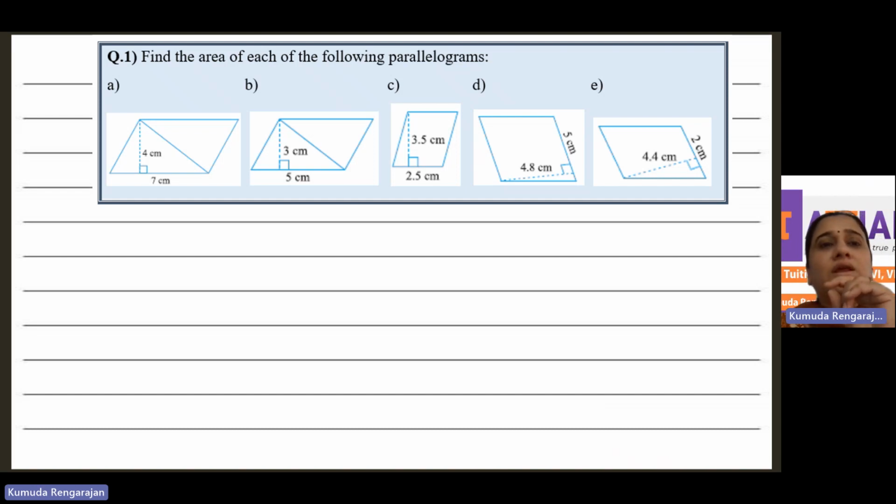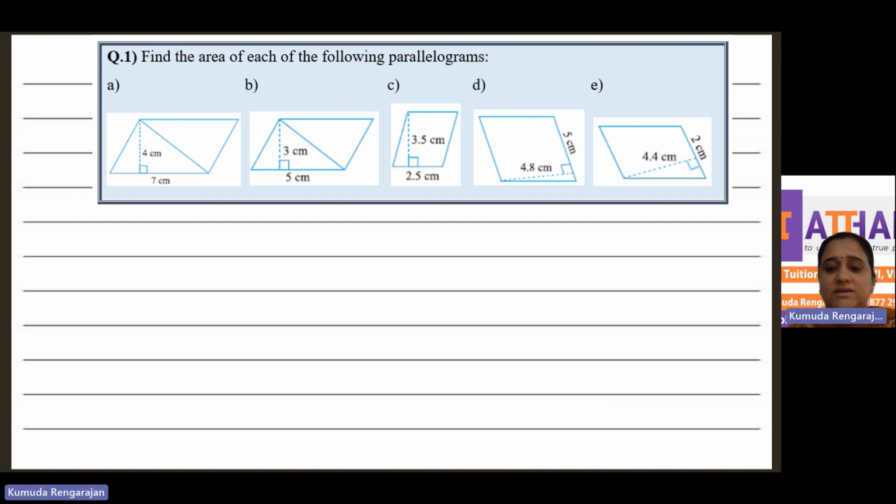Now, what is a parallelogram? It is a quadrilateral. A quadrilateral in which both pairs of opposite sides are parallel is called a parallelogram. Other properties of a parallelogram: opposite sides are equal, like a rectangle. Opposite angles are also equal.